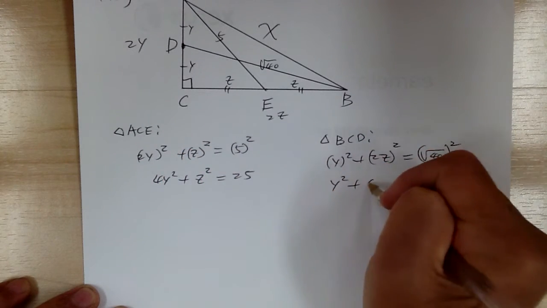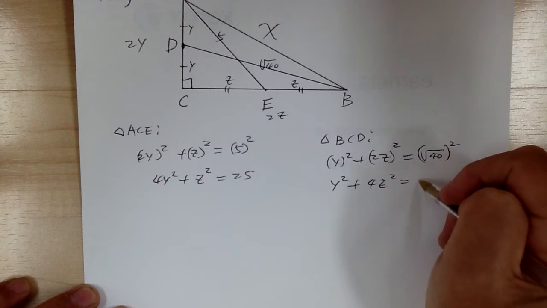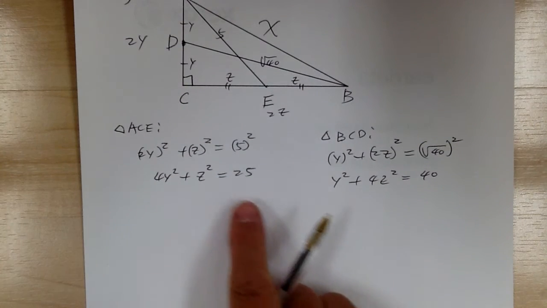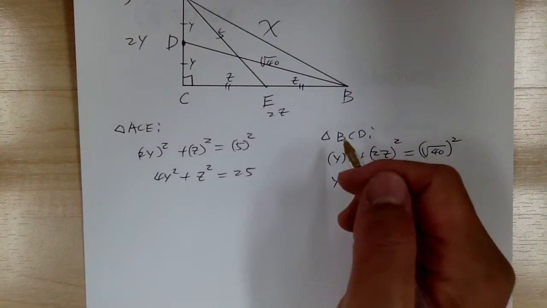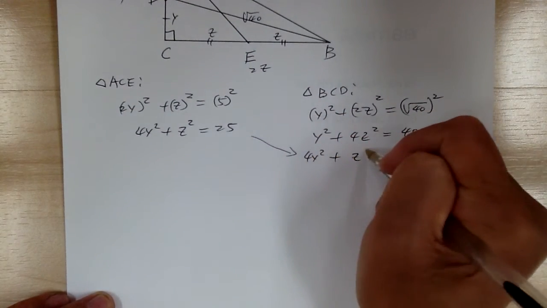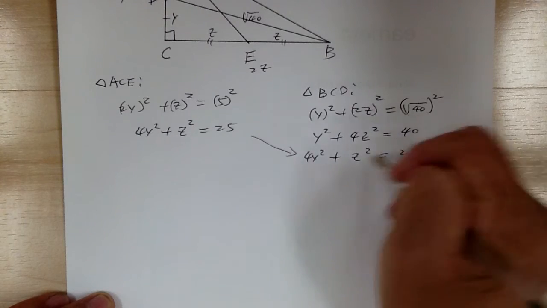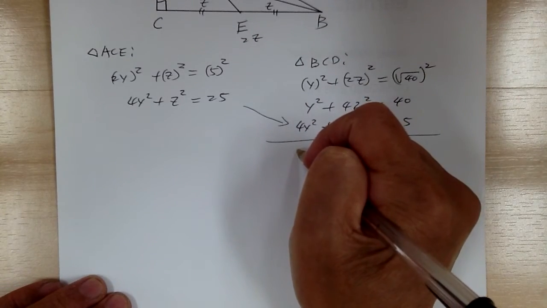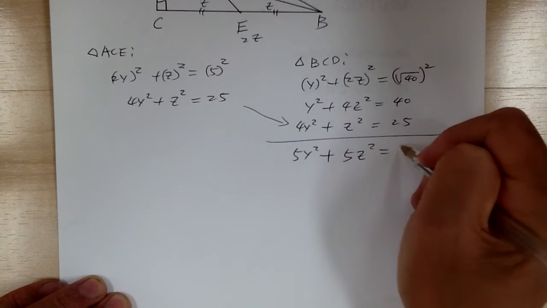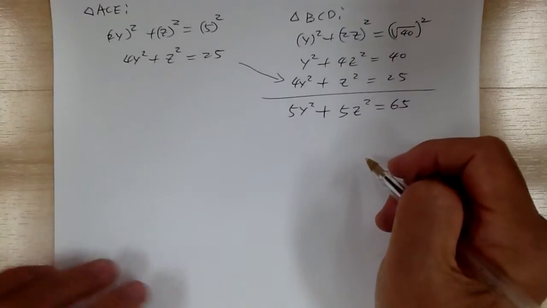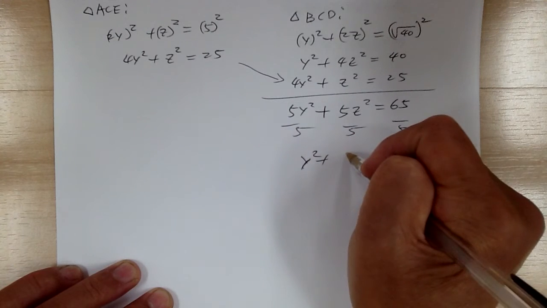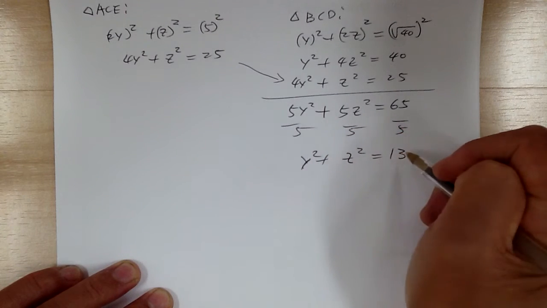This one you got y squared plus 4z squared equal to 40. Now you don't want to solve each one individually. What you want to do is use a symmetry. Notice you got 4, 1, 1, 4, right? So if you put this equation down here, you got 4y squared plus z squared equal to 25, and when you add, you're going to get 5y squared plus 5z squared equal to 65. Then after that, I'm going to divide it by 5. So I get y squared plus z squared equal to 13.